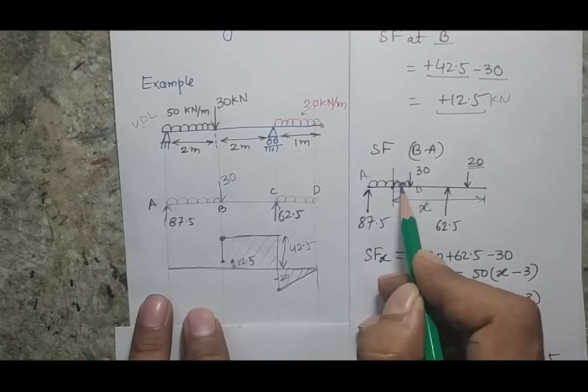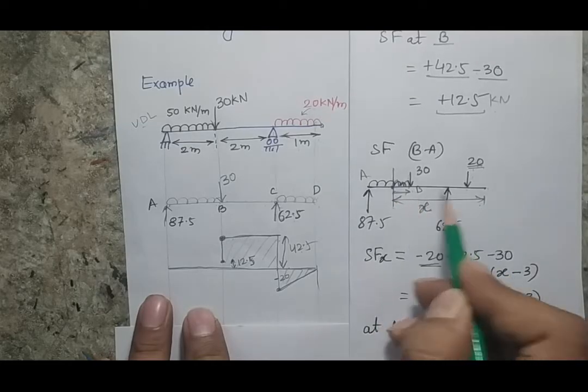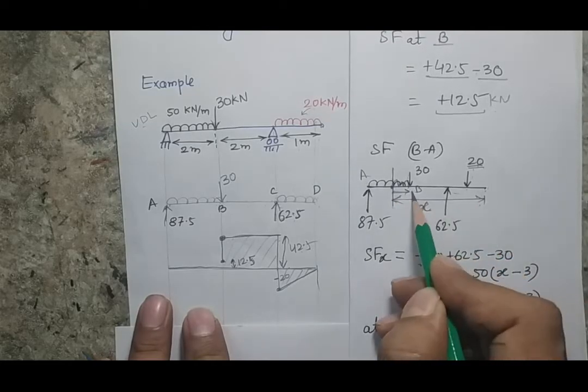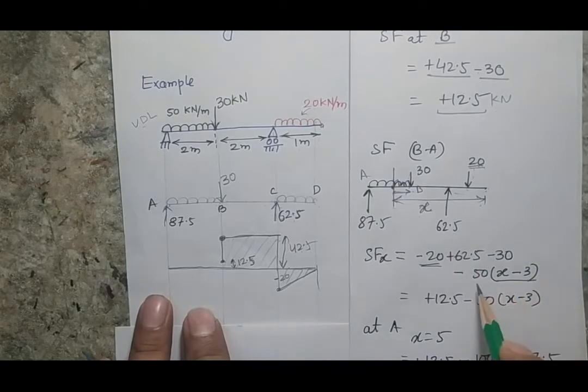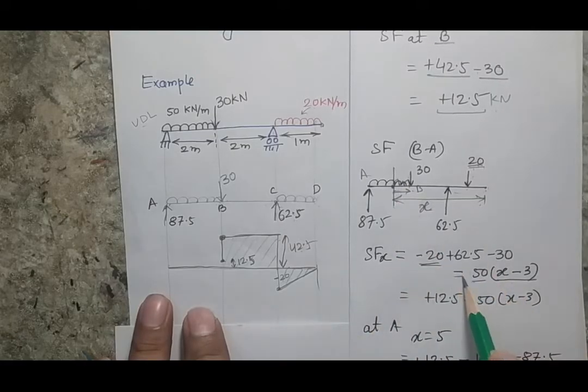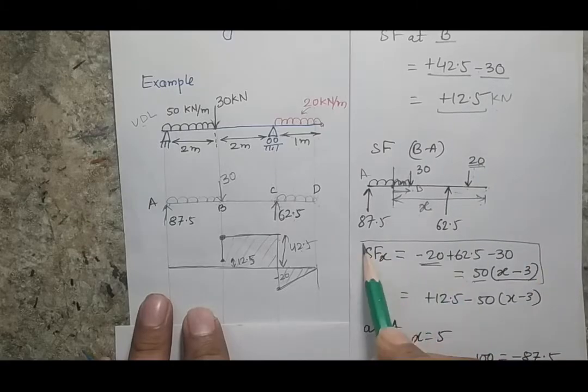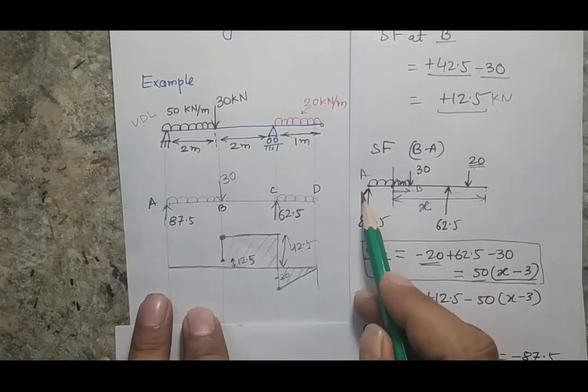That will be the intensity of this load multiplied by this distance, and this distance will be x minus this distance. This is 1, this is 2, so it will be x minus 3, and the intensity of this load is 50, given here, so it will be 50. It is acting in the downward direction, so it is minus 50 x minus 3. This is the equation for the shear force that will be valid till point A.